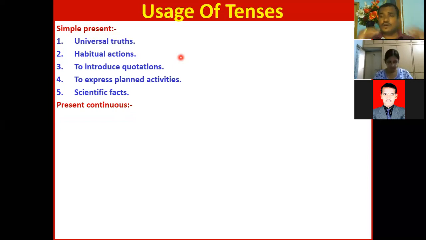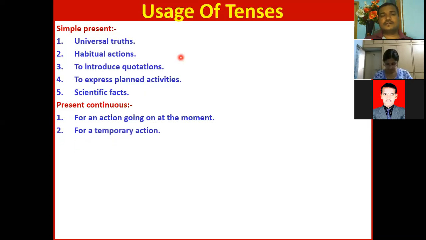Now present continuous. First, for an action going on at the moment, which is continuing at the moment. Next, for a temporary action. Next, for a future planned action.